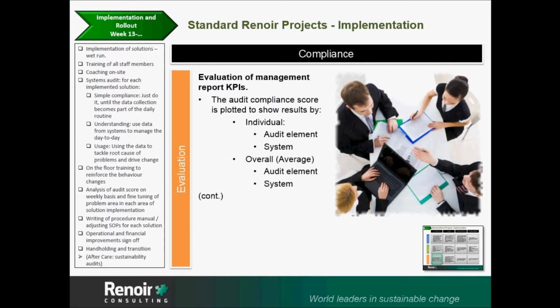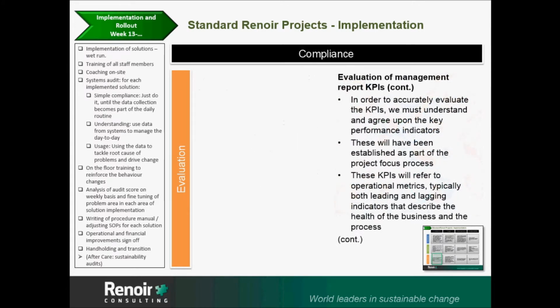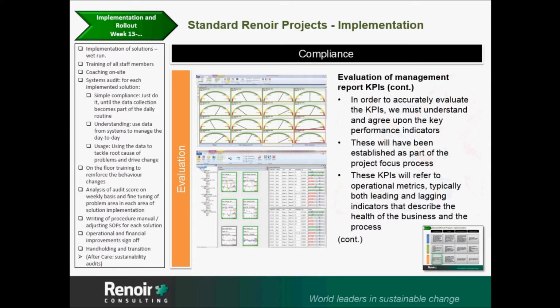Evaluation of management report KPIs. The audit compliance score is plotted to show results by both the individual and the overall, or average. Each considers the audit element and the system element. In order to accurately evaluate the KPIs, we must understand and agree upon the key performance indicators. These will have been established as part of the project focus process. These KPIs will refer to operational metrics, typically both leading and lagging indicators, that describe the health of the business and the process.